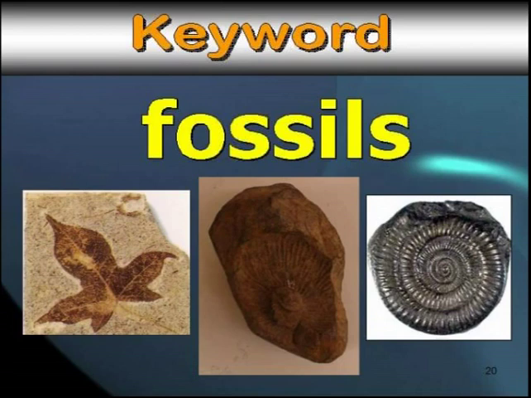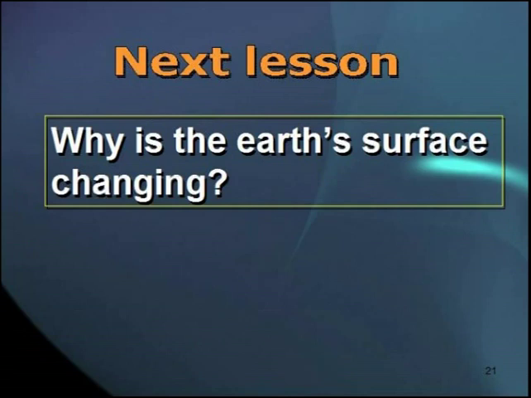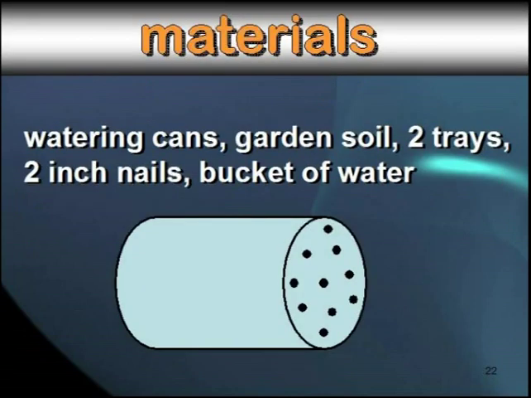Our next lesson, why is the Earth's surface changing? And our materials for the next day's lesson: watering cans, and your watering can must have 10 holes, like what I have on the screen. You must bring garden soil, 2 trays, 2-inch nails, and a bucket of water. We are going to carry out an experiment in our next lesson. With that, thank you class for your participation.